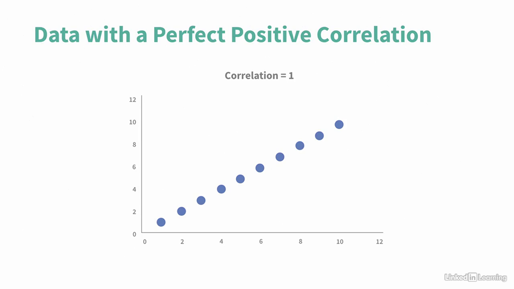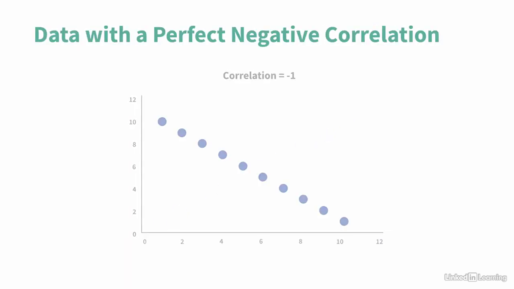If you have data with a perfect positive correlation, in other words, a correlation of 1, then you'll see that it goes up and the values exactly match. 1 gives you 1, 2 gives you 2, and so on. It doesn't have to be this exact pattern, but you can see a visual example of what a correlation of 1 looks like. And data with a perfect negative correlation goes in the opposite direction.